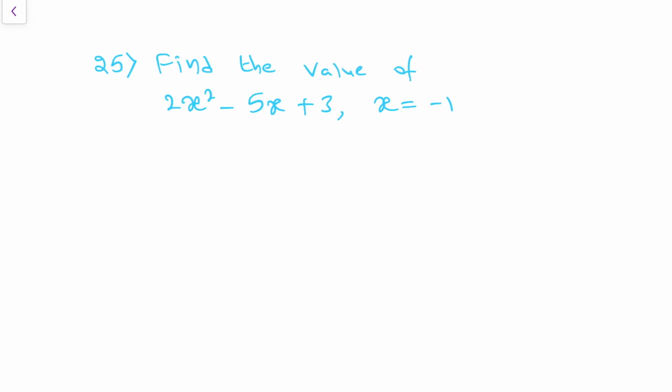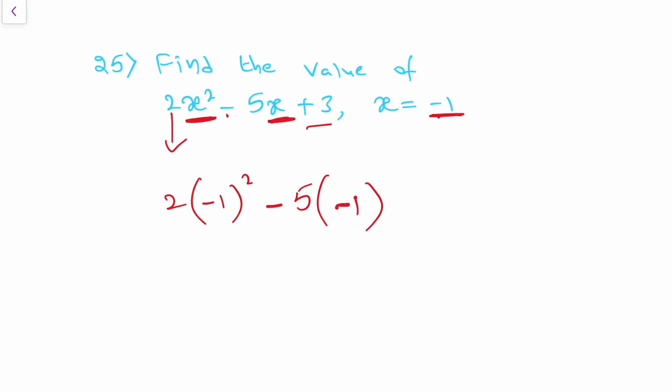Next, find the value of the given polynomial 2x square minus 5x plus 3 at x equals minus 1. Whenever they ask to find the value of a polynomial, simply substitute that number. Here 2 as it is, into x square; in the place of x I'll substitute minus 1, so minus 1 square. Minus as it is, 5 as it is, into x, which is minus 1. The remaining plus 3 as it is, because x is not there.